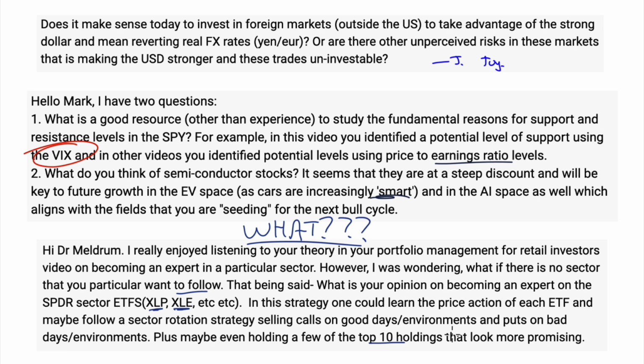A rotation strategy doesn't have to include all 11. For the most part, I find that, in expansions, there's 2, maybe 3 sectors you'd overweight. The rest, half of them, would be in line and a couple you'd underweight, and then you just reverse it in contractions. Yeah, you can do that.